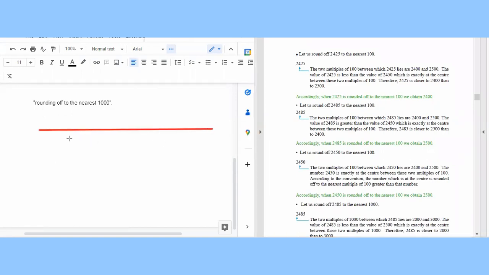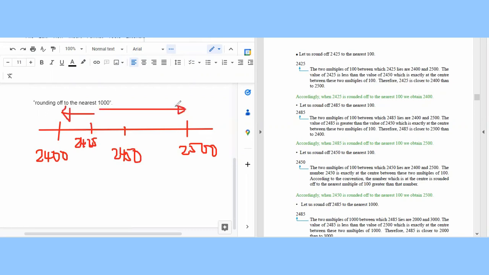So we can represent it using a number line like I used to explain before. So 2400, 2500. This is the middle value, which is 2450. So you will mark 2425 here, which is closer to 2400 than 2500. So this will be the closest number. So 2400 is the answer. Accordingly, when 2425 is rounded off to the nearest 100, we obtain 2400.